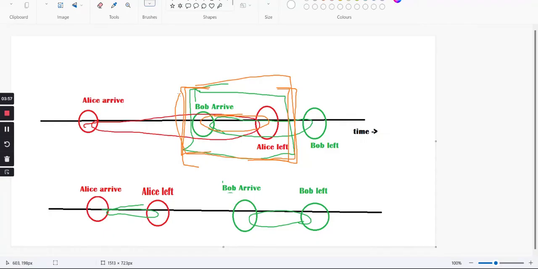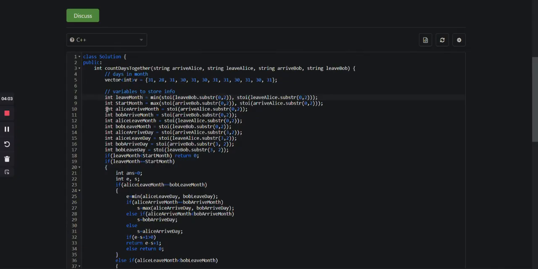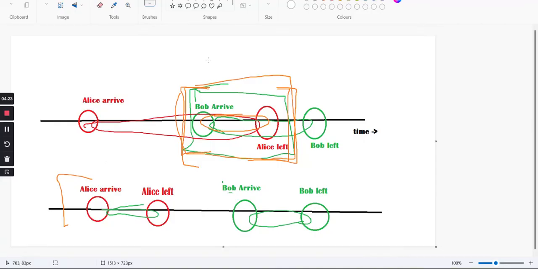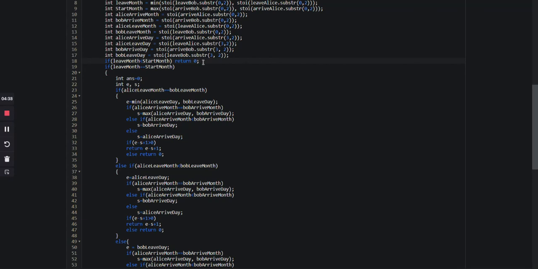Now we are checking, first of all, whether there is overlap or not. Before that, I have also created some variables to mark the arrival month of Alice, the arrival month of Bob, and other details like the leave month, leave date, and day and month for both arrival and departure of Alice and Bob. First we check if the leave month is less than the start month, that is, the minimum leave month is the ending and the latest arrival is the starting. If the leave month is before the starting month, that means there is no overlap, and in that case we return 0.